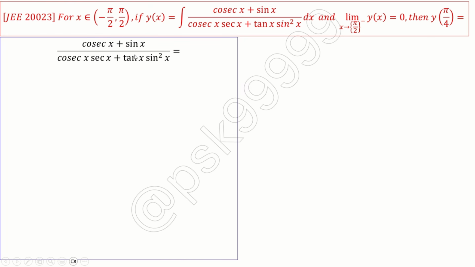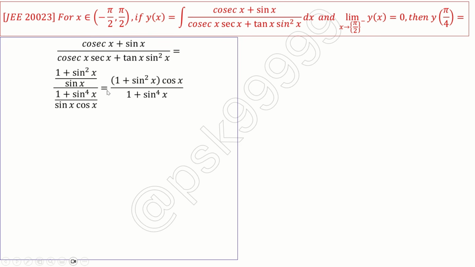Okay, so this is what is given. Let's simplify it. If I replace cosecant with 1 by sine, the numerator will become 1 plus sine square x by sine x. And if I replace cosecant and secant with 1 by sine x and 1 by cos x, the denominator becomes (1 plus sine to the power of 4x) divided by sine x cos x, which simplifies to (1 plus sine square x) into cos x divided by (1 plus sine to the power of 4x). Now if I take sine x as t, then cos x dx is dt.